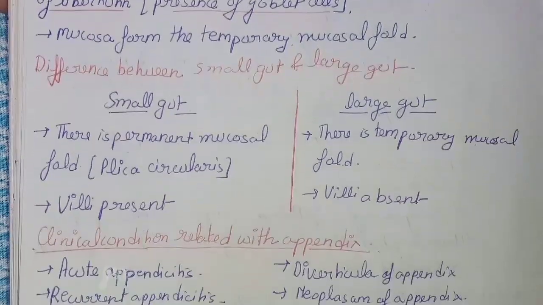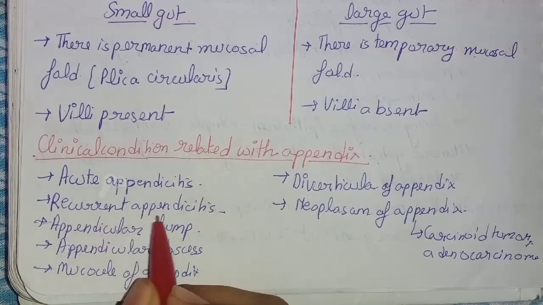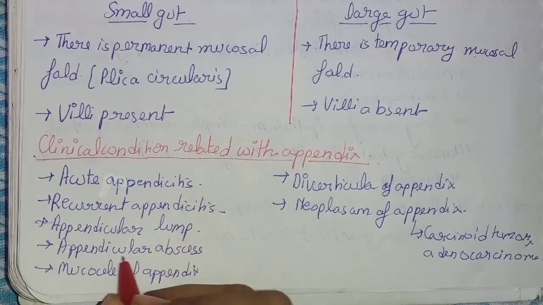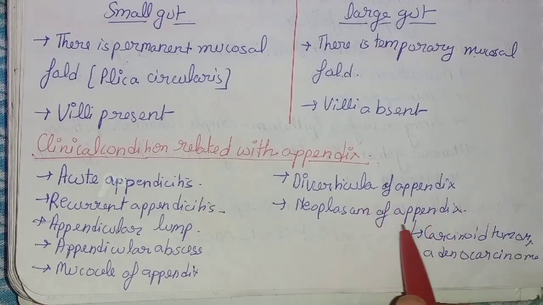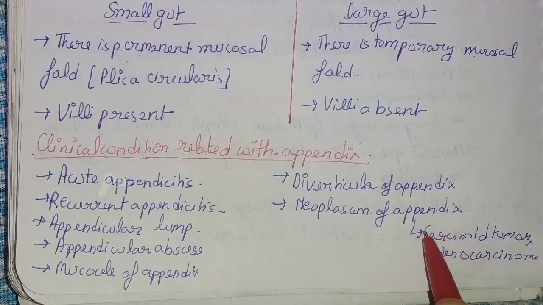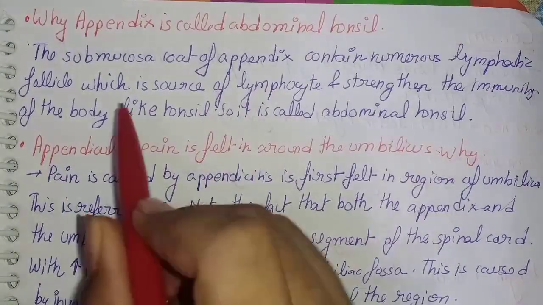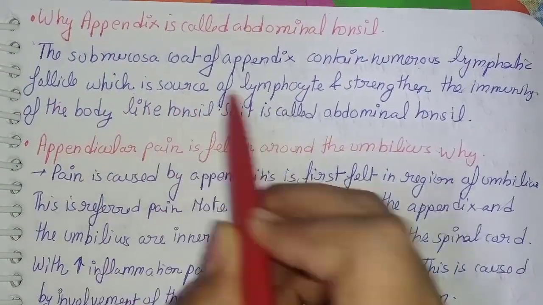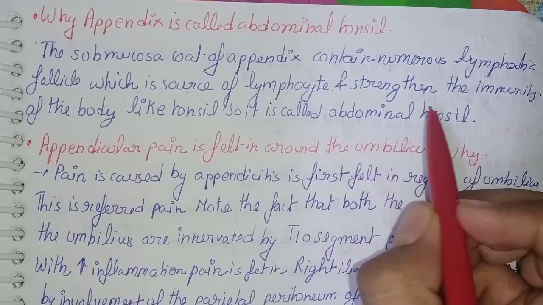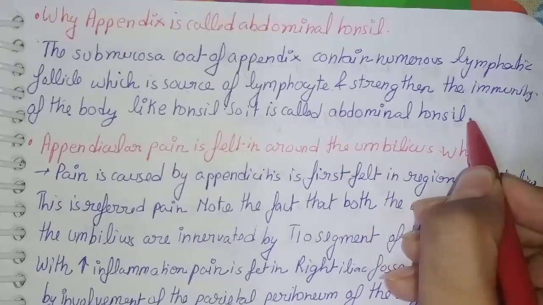Now coming to clinical conditions related to the appendix: acute appendicitis, recurrent appendicitis, appendicular lump, appendicular abscess, mucocele of the appendix, diverticula of the appendix, and neoplasm of the appendix, which can include carcinoid tumor or adenocarcinoma. So why is the appendix called the abdominal tonsil? The submucosa coat of the appendix contains numerous lymphatic follicles, which are a source of lymphocytes, and it strengthens the immunity of the body like a tonsil. So it is called the abdominal tonsil.